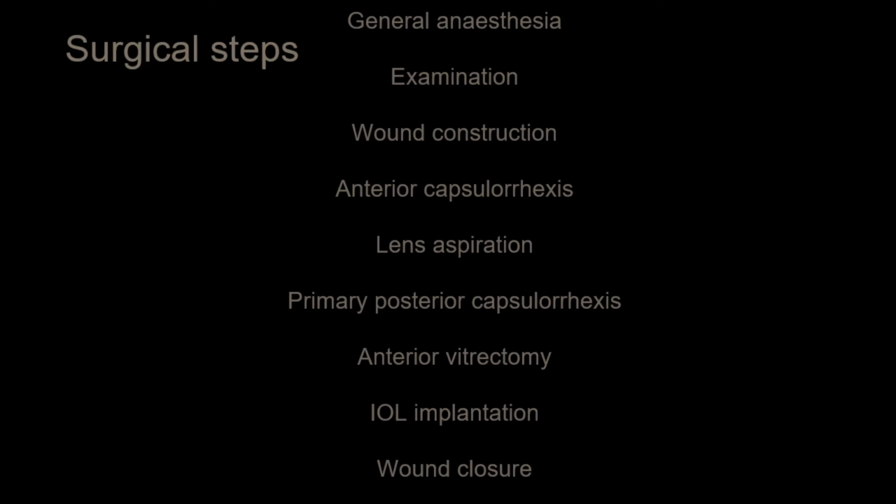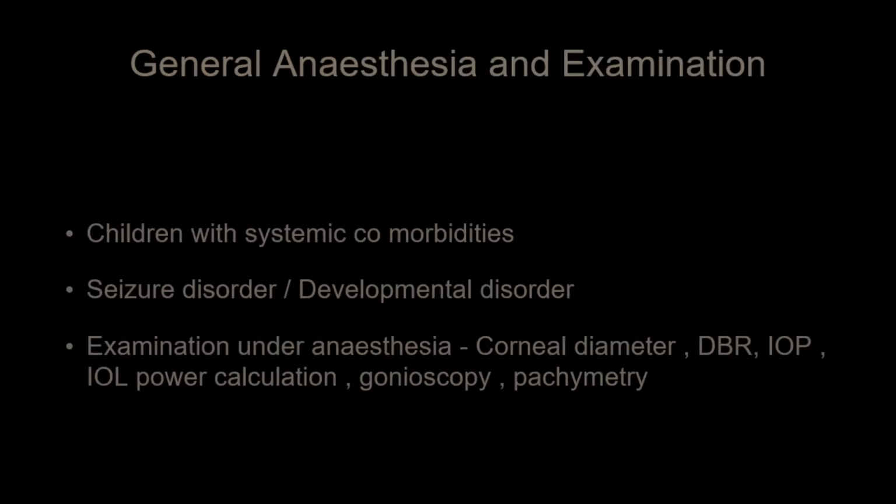So these are the surgical steps that we follow. There's general anesthesia administration, examination, wound construction, anterior capsulorrhexis, lens aspiration, primary posterior capsulorrhexis, anterior vitrectomy, intraocular lens implantation, and wound closure. So we'll go through them one by one.